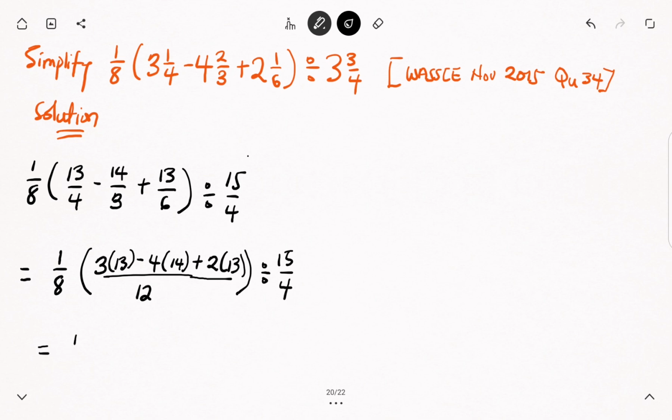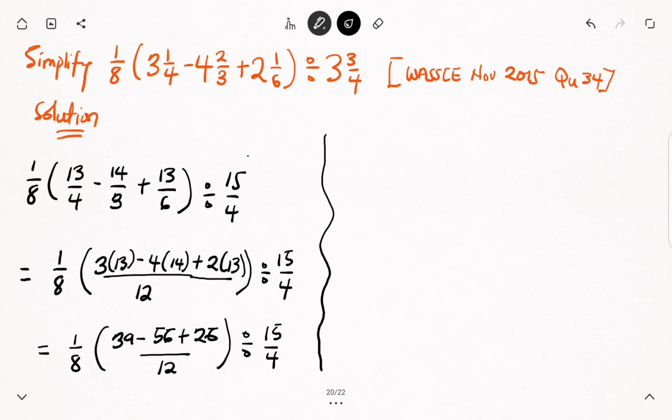So this is equal to, I have 1 over 8 into bracket 3 times 13 will give me 39 minus 4 times 14 will give me 56 plus 2 times 13 will give me 26 on 12 divided by 15 on 4. So this is equal to 1 over 8 into bracket 39 minus 56 plus 26 will give me 9 on 12, then divided by 15 on 4.